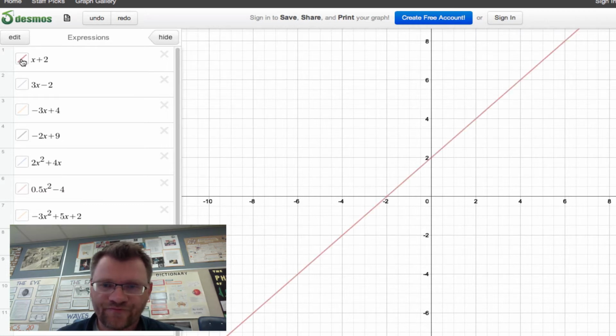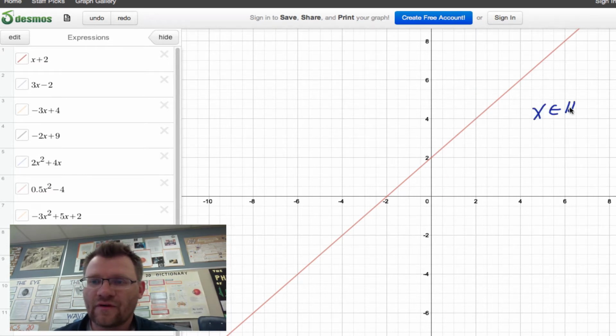So the first one are linear functions. This is the function x plus 2. You can see that there's one possible x-intercept, because it's just a straight line. Linear functions always have only one x-intercept. The domain of this, well, lines go on forever, so the domain is x is an element of the real numbers. It's all the real numbers. And the range in this case is y is an element of the real numbers, because it's also all the real numbers.